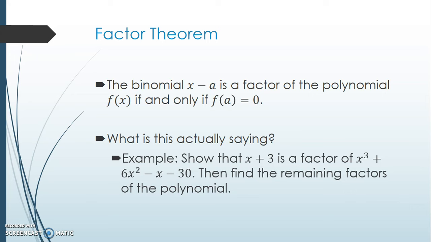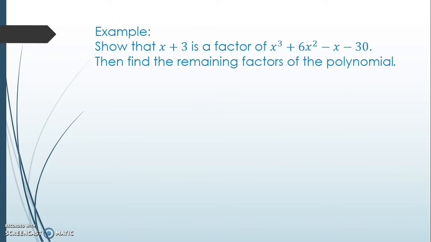Show that x plus 3 is a factor of x to the third plus 6x squared minus x minus 30, then find the remaining factors of the polynomial. So they're giving us a factor, and we have to figure out if it is a factor of the polynomial. If it is, then find the remaining ones. Okay, so let's see what this actually looks like.